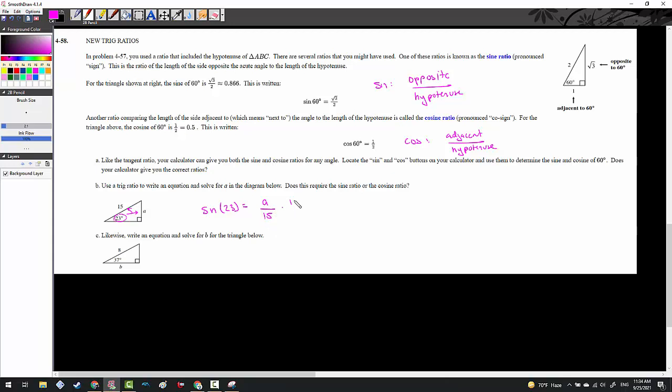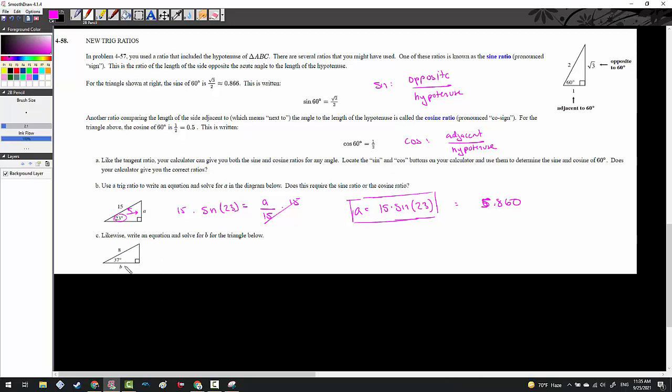From here, I'm going to multiply both sides by 15. I have to get that a by itself. So a is equal to 15 times sine of 23 degrees. This would be the exact form, or some people call it calculator ready. If I'm going to figure this out in the calculator, I take sine of 23 degrees, then multiply it by 15, and I get 5.860.